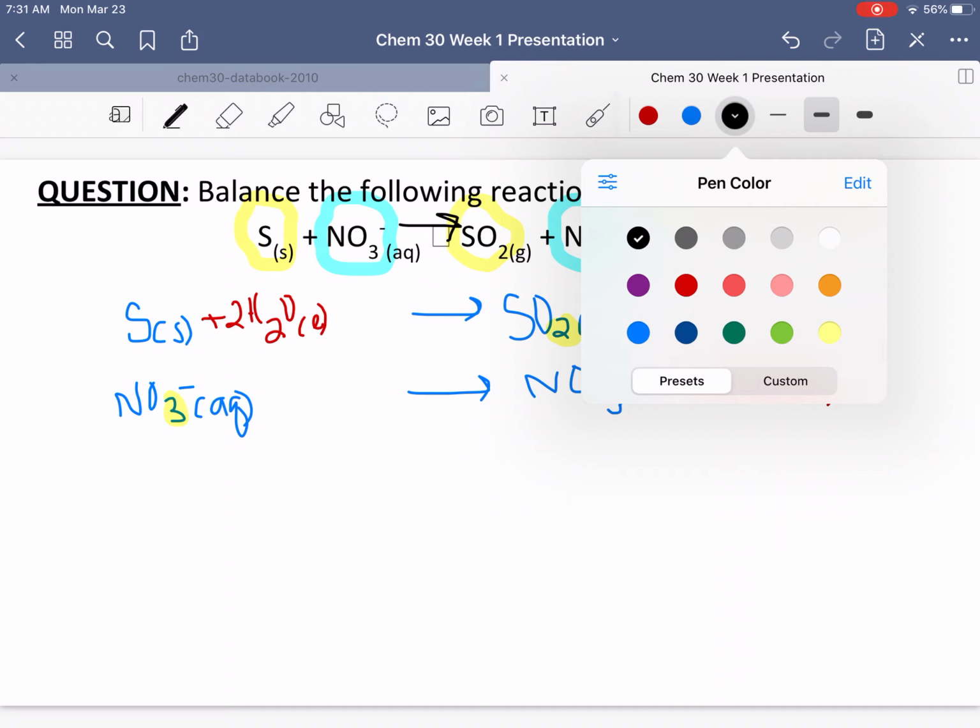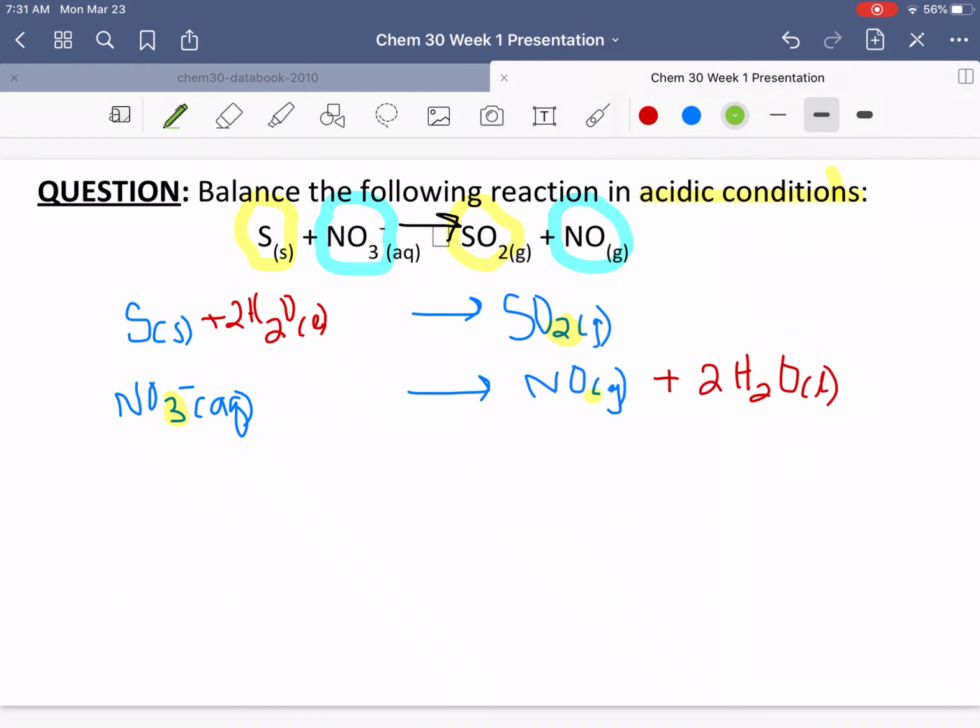Moving on to step 4. Step 4 is where we've got to make sure those hydrogens balance. So notice now in the first reaction, I've got 4 hydrogens reacting. That means I have to produce 4 hydrogens on the right-hand side to balance things out.